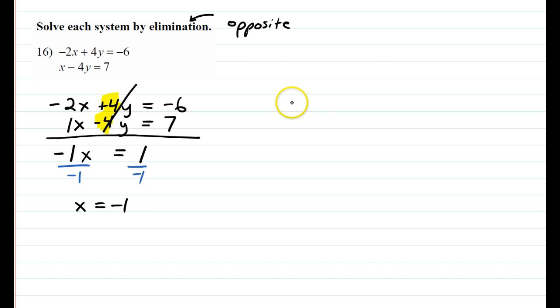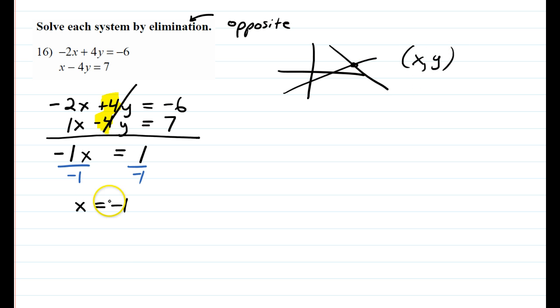So this is just like we did in the graphing. We have these two equations, and if we were to graph them, we're looking for the point where they cross. So I want to know a point, and a point is always given as x comma y. So right now this is only half the answer. So I know half the answer is negative 1. So now to figure out the other half, we're going to take this and plug it in to one of the original equations. So I'm going to plug it into the bottom.